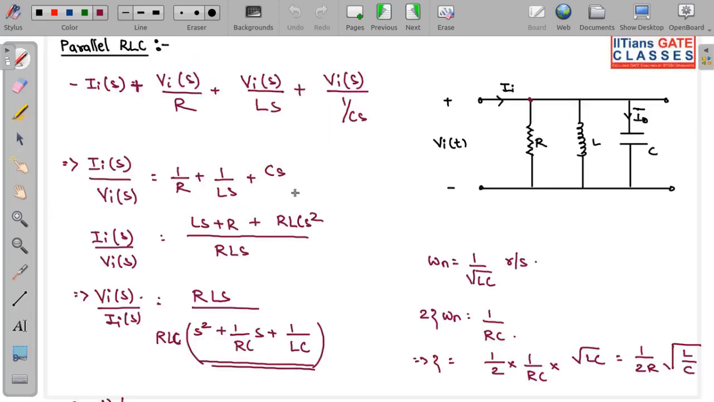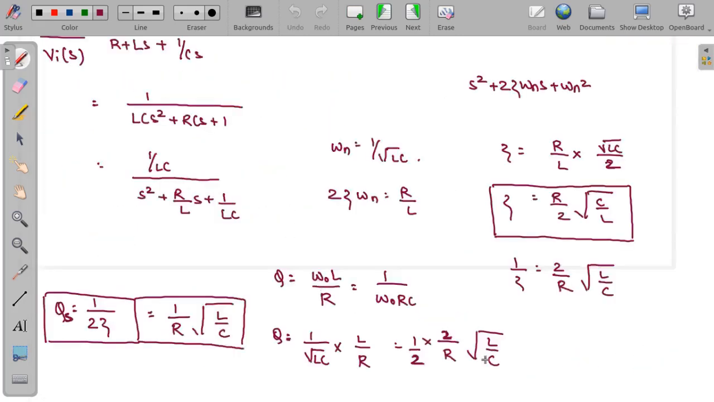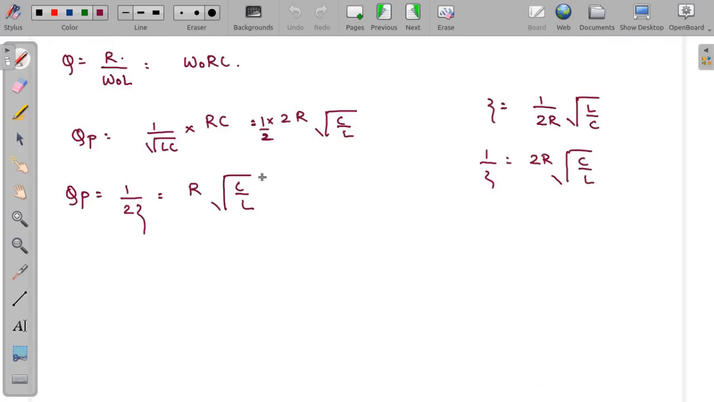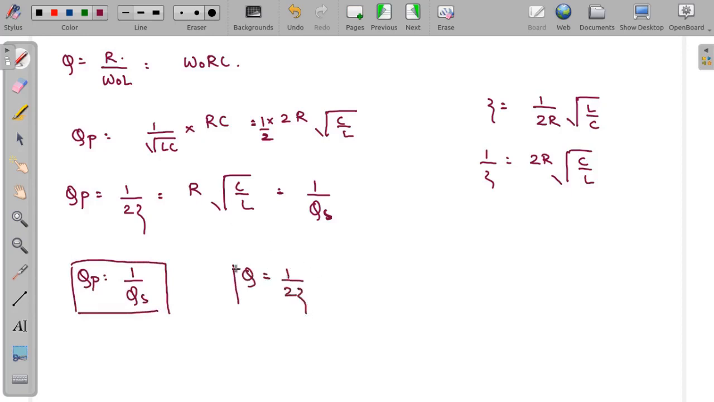But last time, if you check, we had got 1/R under root of L/C. This time we are getting R under root of C/L. So that means this is equal to 1 by the quality factor of series. So remember this: the quality factor of parallel is 1 by the quality factor of series. In both cases, the quality factor is equal to 1/(2 zeta) only, but the value of zeta is different in both cases. So you should remember this.